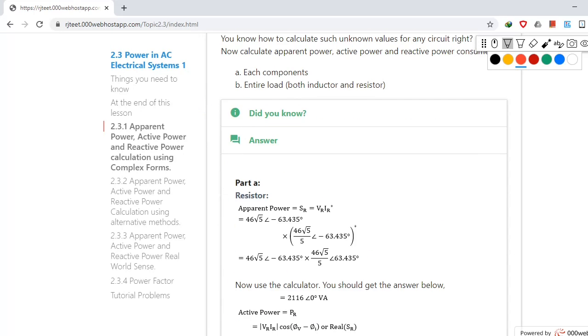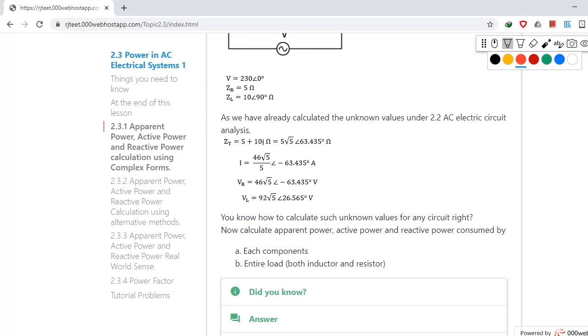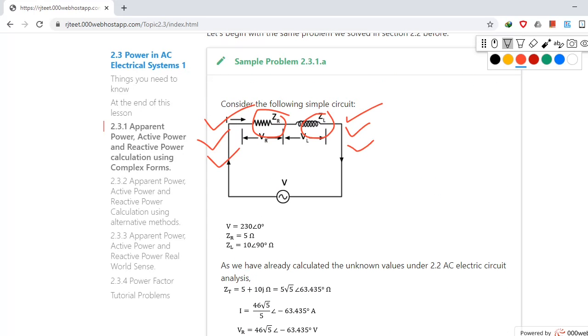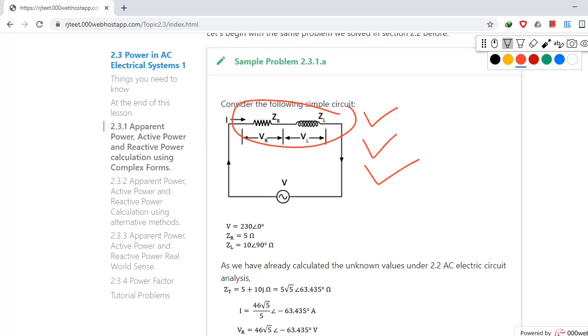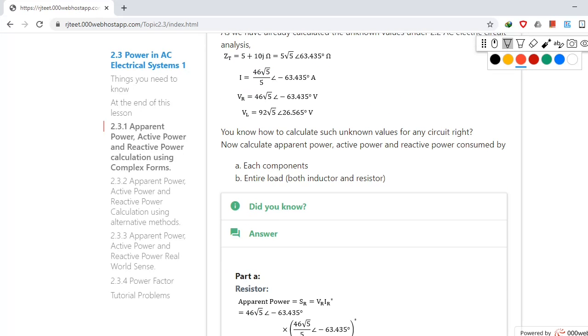In part B, it asks the same power components consumed by the load when you consider these two components not as two individual elements but as a single element. So in that case you have to calculate the apparent, active and reactive power components, considering that this entire load is not two different elements but a single one. So that is the problem, and let's go to the answer.